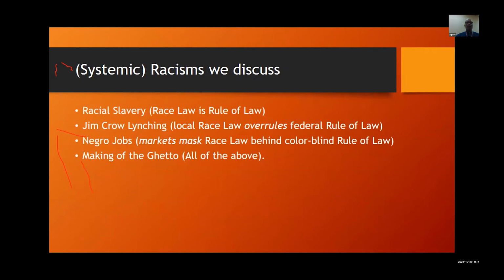So these are the racisms we discuss. Racial slavery as a system, where we argue that race law is rule of law. There's very little space between the two. Jim Crow lynching as a system where local race laws overrule federal rule of law. Negro jobs, which is where the market sort of masked race laws behind colorblind rule of law. And the making of the ghetto, as far as I can tell, all of the above.